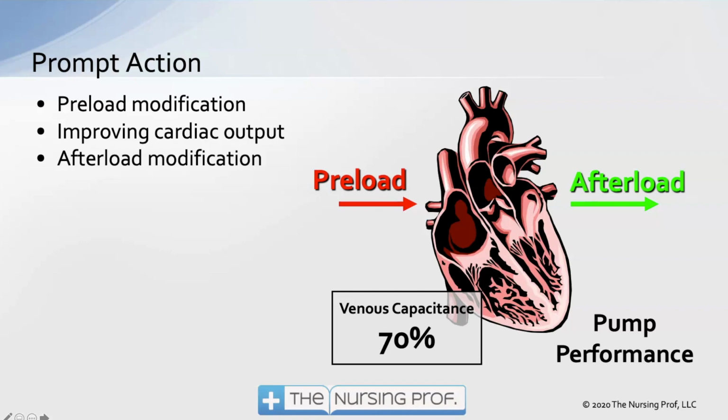Improving cardiac output. So if we can improve the cardiac output, hopefully we'll have less backup of fluid into the lung, and then hopefully we will decrease the amount of pulmonary edema. And then afterload modification. So we can decrease the amount of pressure that the heart has to pump against. So this would be the vasculature. If we can decrease the amount of back pressure, then we don't have as much pressure going back and increasing the pressures in the heart, in the lungs, and causing more pulmonary edema to occur.